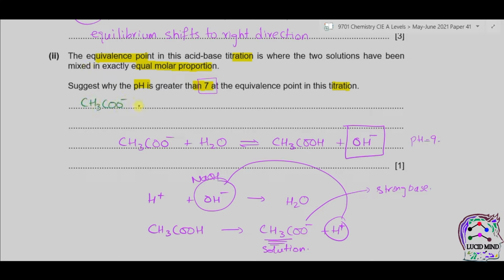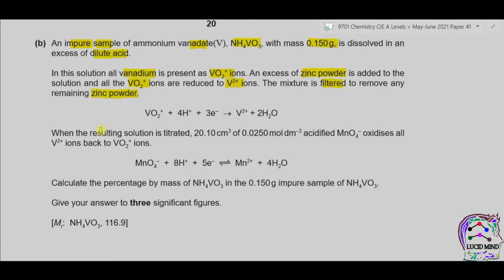Part B. An impure sample of ammonium vanadate NH4VO3 with a mass of 0.150 grams is dissolved in an excess of dilute acid. In this solution, all vanadium is present as VO2 positive. An excess of zinc powder is added to the solution and all the VO2 positive ions are reduced to V+2 ions. The mixture is then filtered to remove any remaining zinc powder.